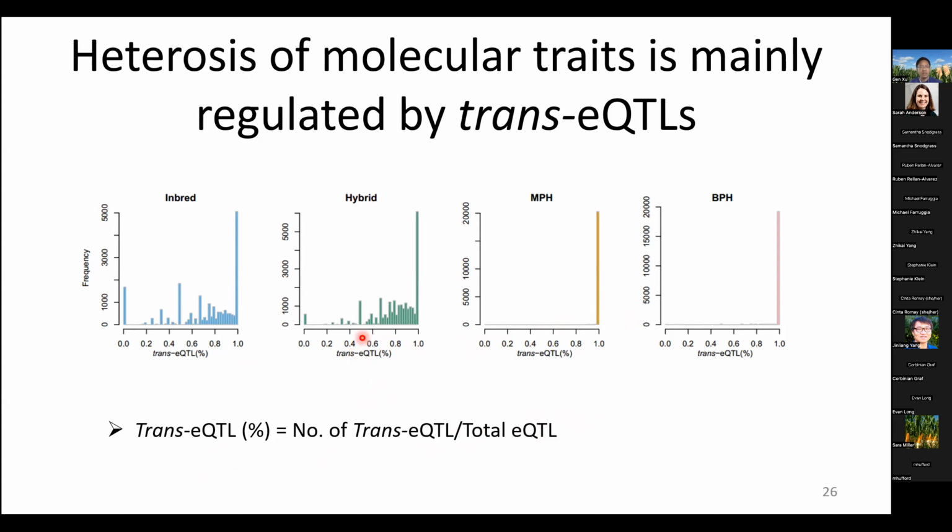We find the left two distributions are quite different from the right two. The right two are the heterosis traits. For these heterosis traits, we find most of the eQTLs are trans-eQTL. So it tells us trans-eQTL may play a critical role for expression heterosis.